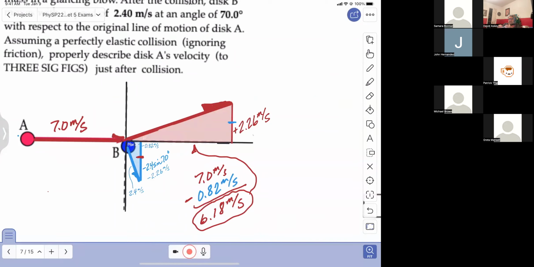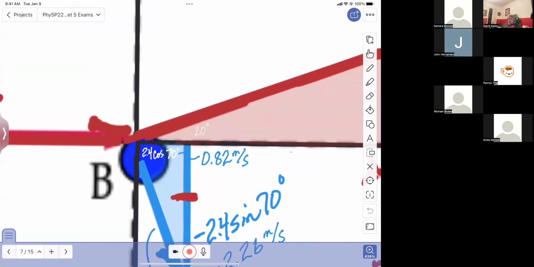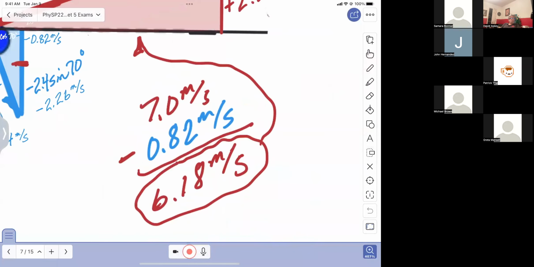I think Carson was texting me the other night, saying, how did you get that 6.18 on the key? He saw it and said, how'd you get that 6.18? And I got that because that's 7. And I know that these two lengths of this red right triangle, the blue right triangle, these two legs have to add up to 7. So I'm being a little lazy here. If the blue leg is 0.82, then 7 minus 0.82 gives me 6.18.